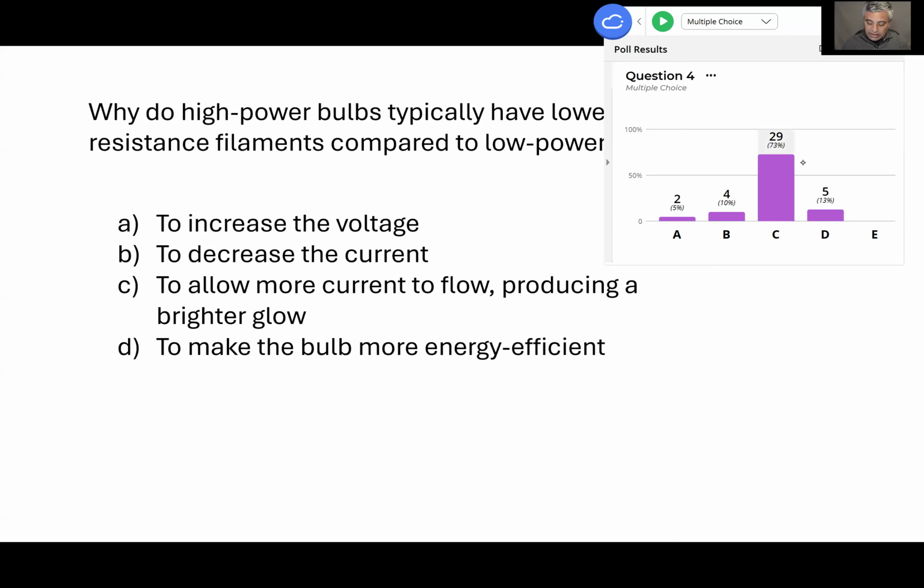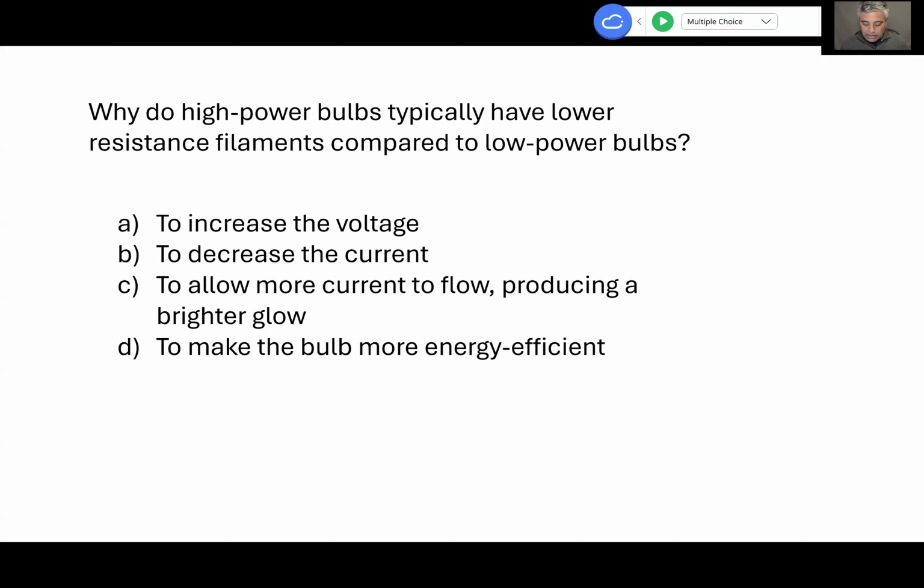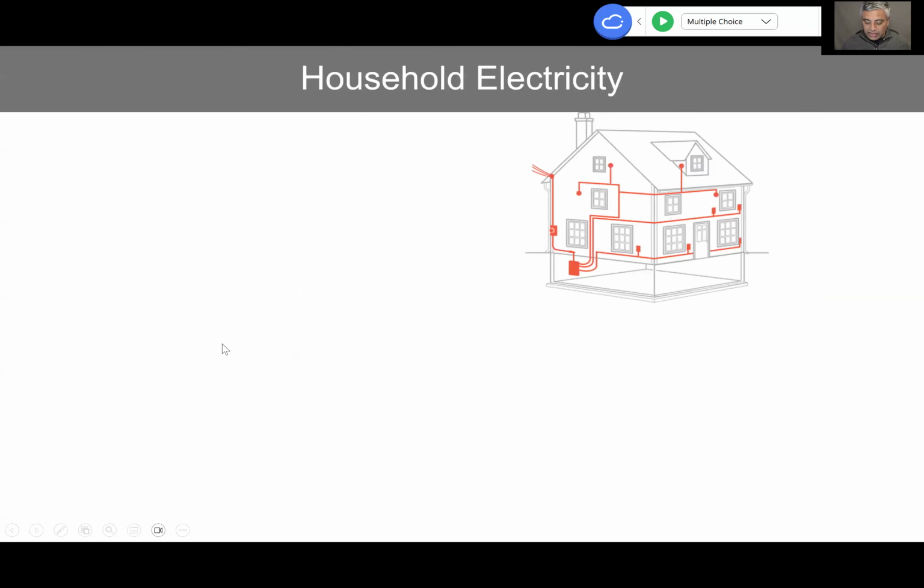So mostly C, that is correct. So low resistance means high current, and high current means high power, if we were to write in terms of that, right? So that's that. So now in our house, we have, let's say, 110 or 120 volts.